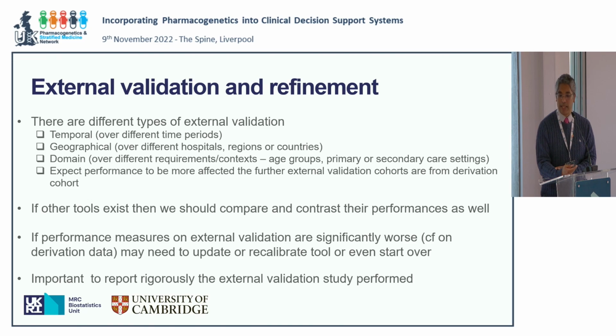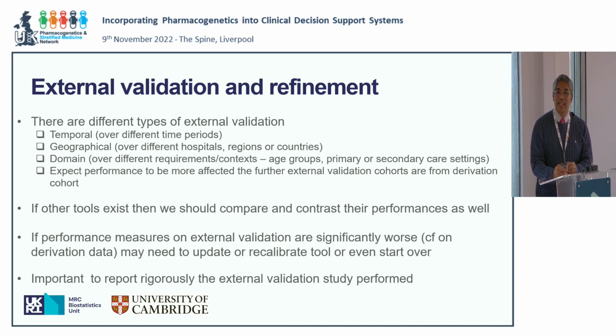There are different types of external validation. You could externally validate it temporally. So we use the same population, but we look at a future time point over a different time period, and we validate it that way. We could try to validate it geographically. So we build it in one center, and we try to see how it performs in various other centers across the country. We might even change the domain or the setting that we try to validate this model on. So maybe we look at different age groups.